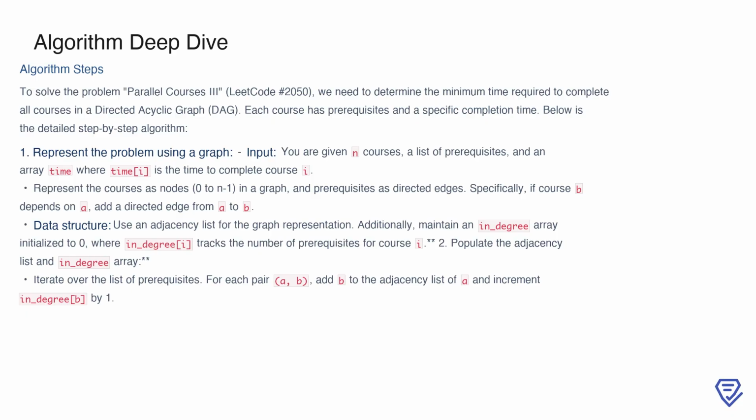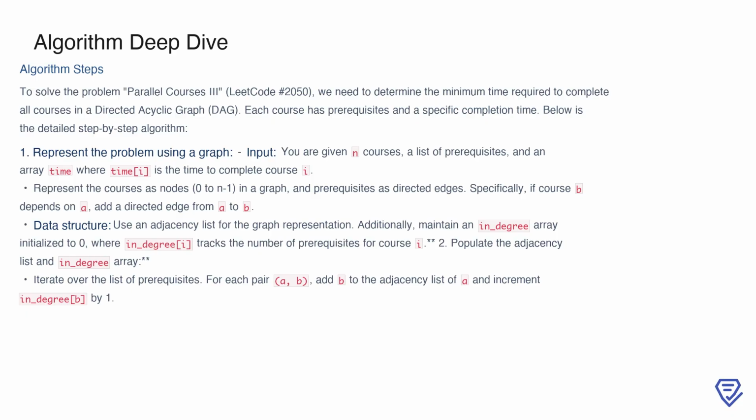We start by representing the problem using a graph. The input consists of n courses, a list of prerequisites, and an array time where each time[i] specifies how long it takes to complete course i. We use an adjacency list to represent the graph efficiently, as it allows us to store all the neighbors of a node. Additionally, we initialize an in_degree array to track the number of prerequisites for each course. This helps us determine which courses can be taken immediately.